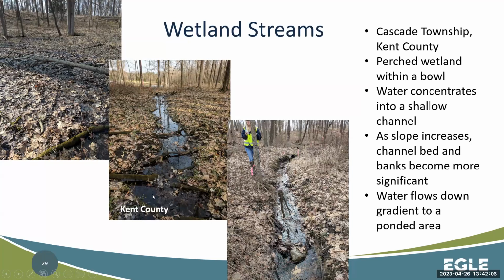As that water concentrates and as the slope starts to increase, you're seeing some small channel banks. You've got a channel bed. It's moving the leaf litter. There's an absence of vegetation there. And then as the slope increases, you can see the forest here opens up. It's not as heavily forested as in this photo. The channel banks and the beds start to become more distinct. And this water then flows down gradient to a ponded area.